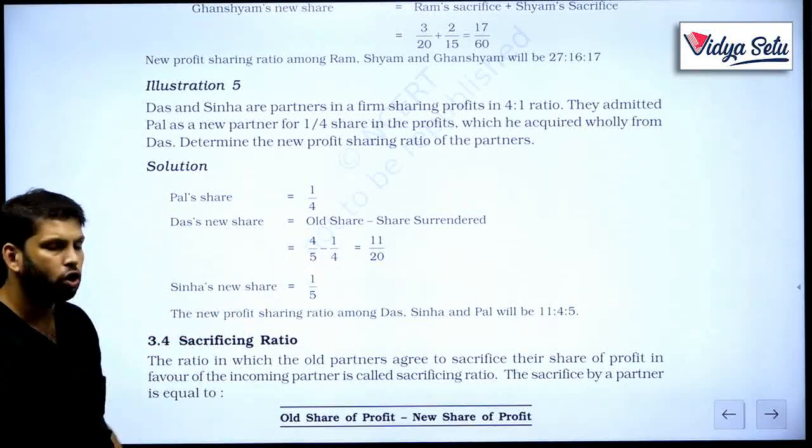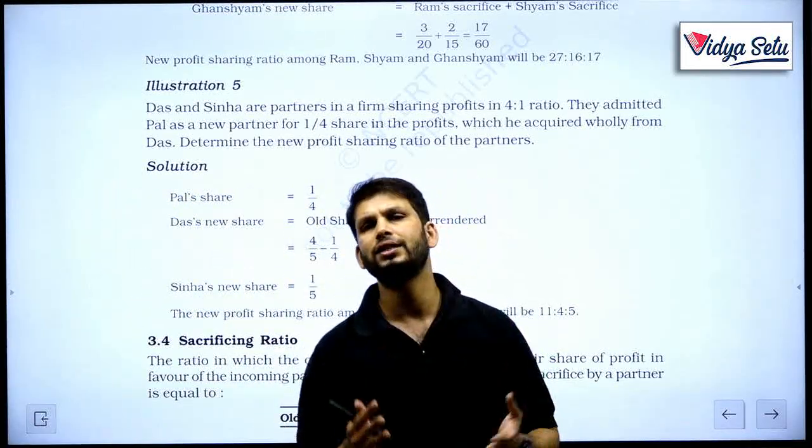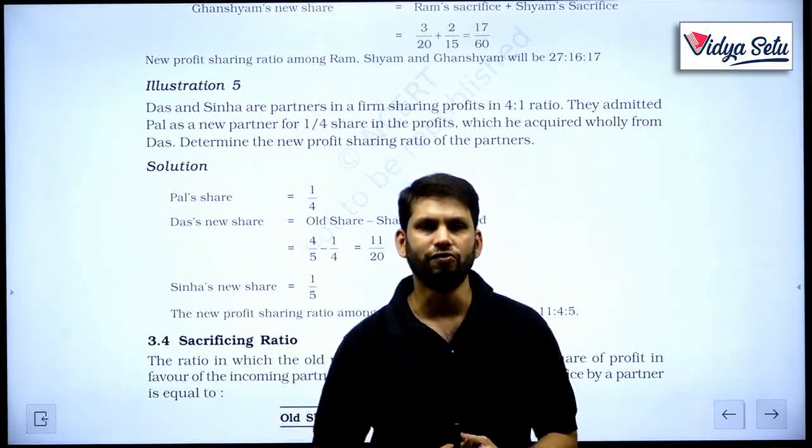Again, if we make the denominators equal, we will get the new profit sharing ratio. We will be understanding how to do this when we solve the questions.